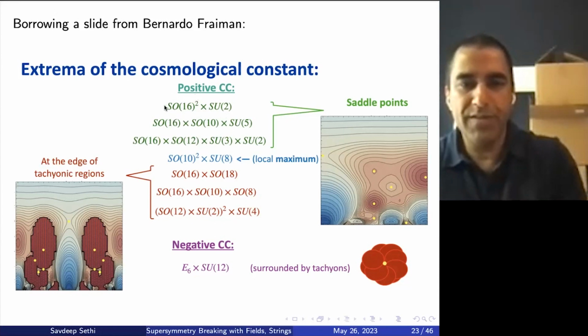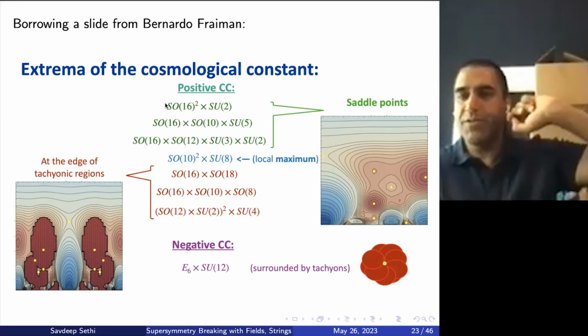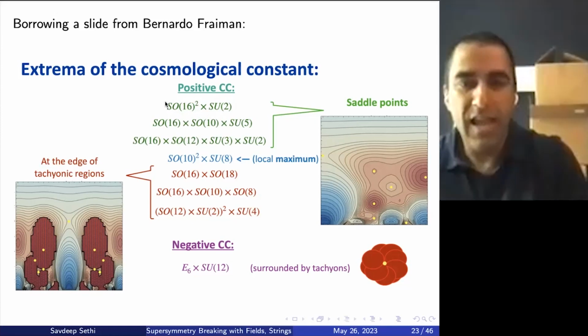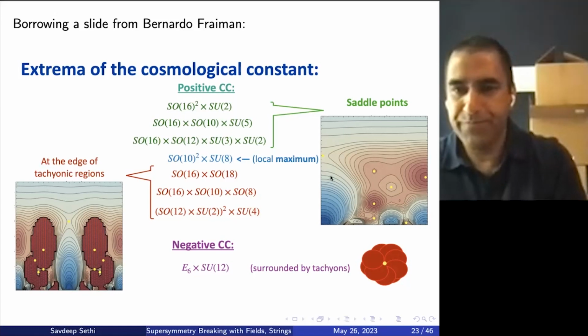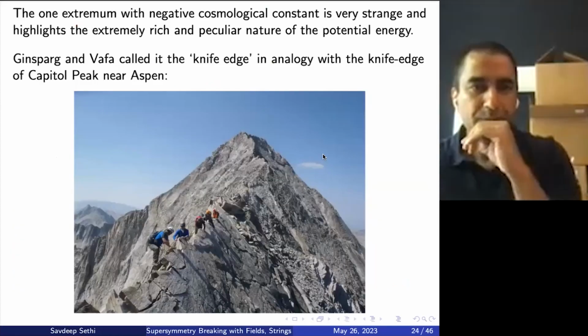There's the first one we discussed, SO16 squared cross SU2. This was believed to be a minimum in the past, but here we've seen that it's actually not a minimum, but a saddle. There are some directions in which the cosmological constant will go down. And then there's a collection of other points here. Some of these are at the boundary of a region that becomes tachyonic. It's a very rich potential landscape.